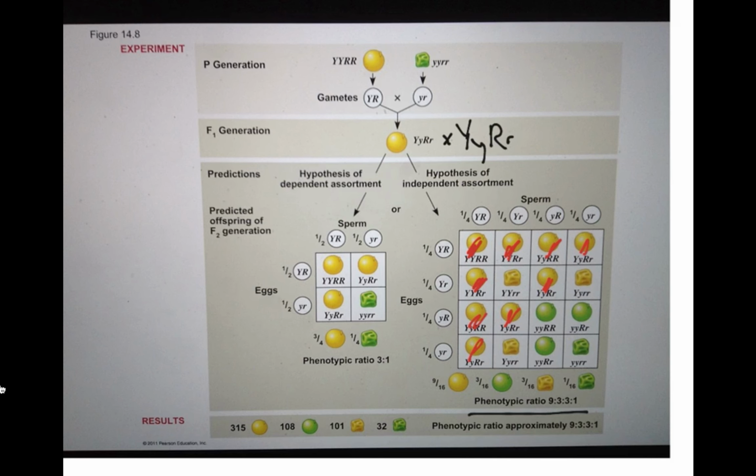Now, how many do we have that are yellow and wrinkled? So yellow and wrinkled is 1, 2, 3. Then we're going to look at how many are green and round, because round is a dominant trait. 1, 2, 3. And lastly, how many are green and wrinkled, which is the most recessive? It's this one right here. Typically, you'll see we call a 9:3:3:1 phenotypic ratio in a dihybrid cross.